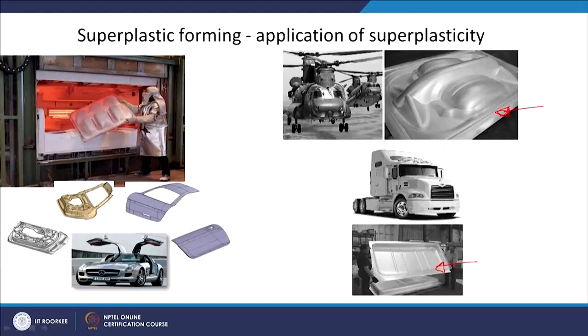This is a component taken out from a furnace. You keep it in the furnace, apply the gas pressure, and you get the shape of the die on the other side. So you can form very complex shapes and geometry in just one cycle. With conventional fabrication, all these parts would have to be made separately and then joined using welding or riveting techniques. Through superplastic forming, you get a very complex shape in one shot.